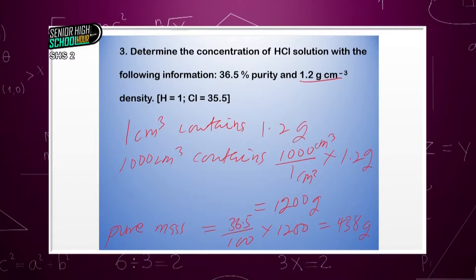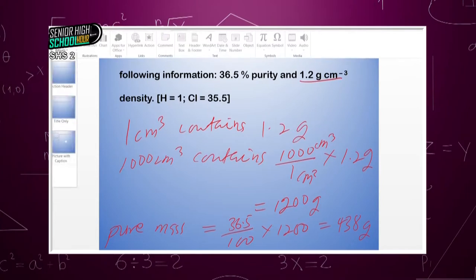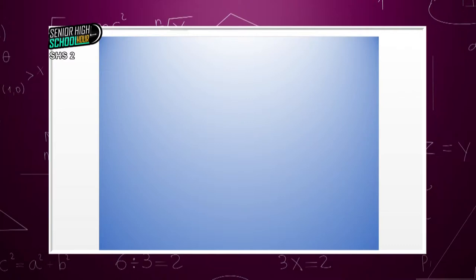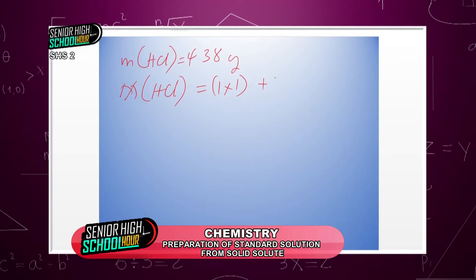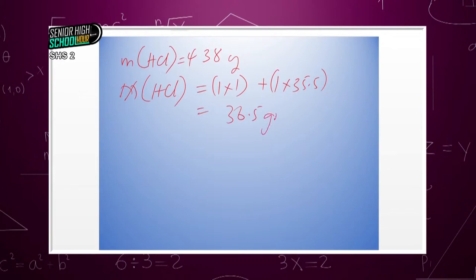Okay, so let's continue. Now we have our pure mass. If we have mass, then we can calculate molar mass, right? Yes. So mass of HCl is given, we have calculated it: 438 grams. We can calculate the molar mass of HCl. The relative atomic mass of H is 1. We have 1 there, so 1 times 1, plus that for chlorine is 35.5, so 1 times 35.5. So that gives me 36.5 grams per mole.